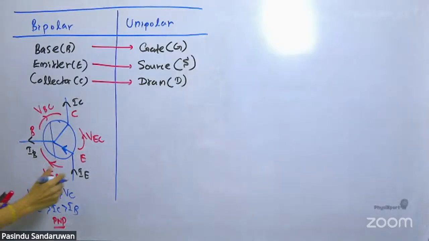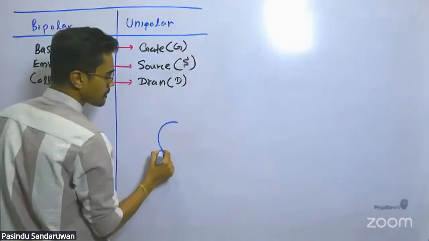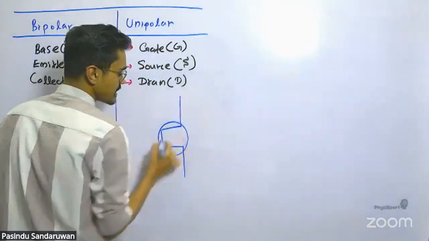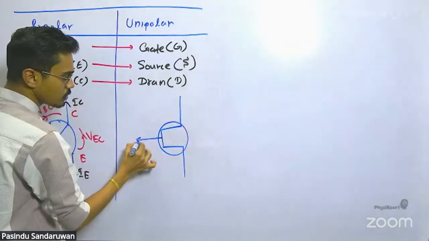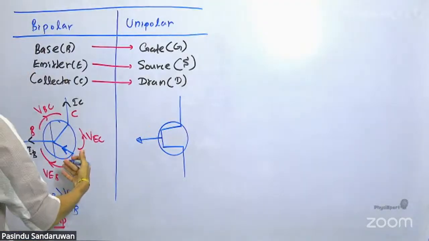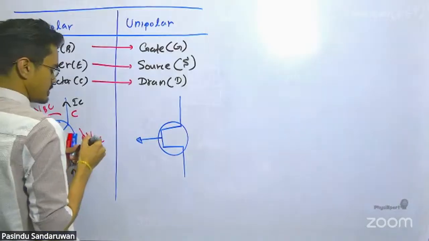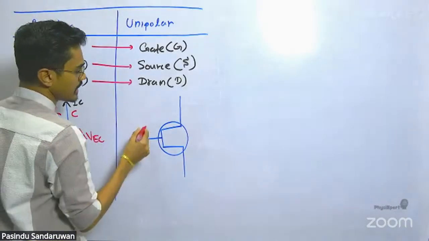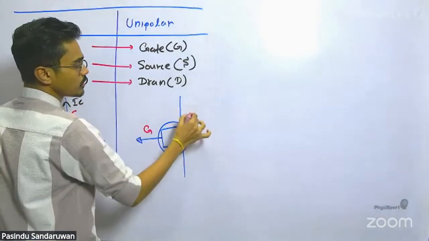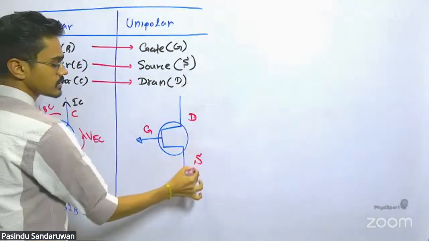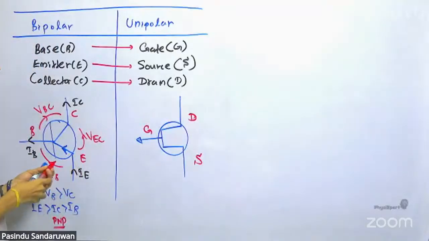Compare this PNP with the P channel. Same thing. The circuit symbol is like this, and the only difference is the arrow is outwards now. The arrow is put outwards. And instead of base, here we have gate. Then here drain, here source. Now currents.